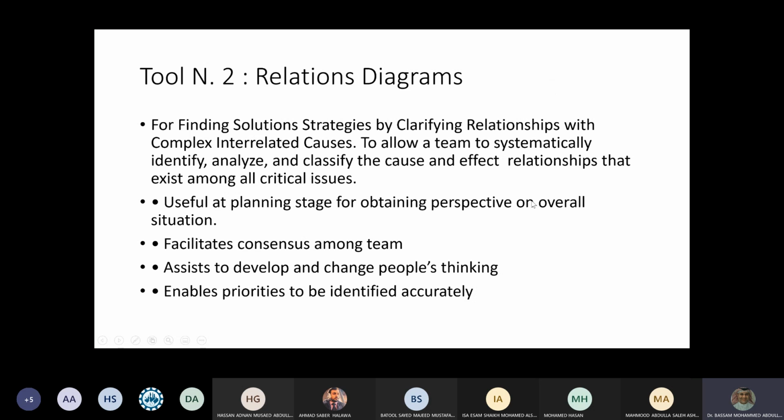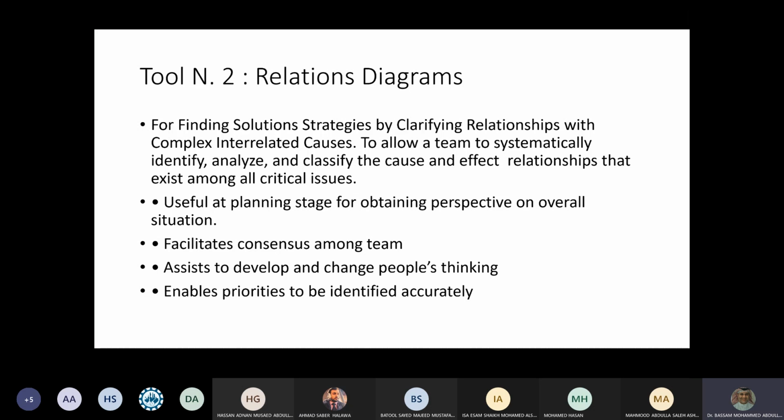And inshallah, on Thursday, we're going to go to the relation diagram, very similar to the affinity diagram, but it has a little different way of looking at it. It's different. It is not that similar. Great. So any questions?